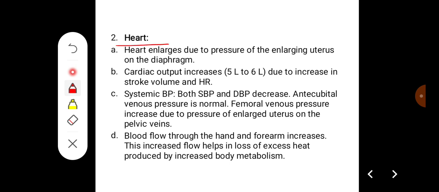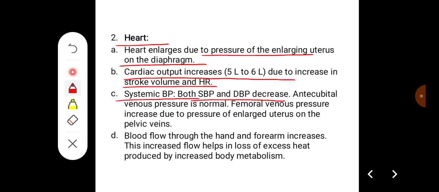Changes in the heart: it enlarges due to the pressure effect of the enlarging uterus on the diaphragm. Cardiac output increases up to 5 to 6 liters due to increase in the stroke volume and the heart rate. Systemic blood pressure, both systolic and diastolic, decreases. The antecubital venous pressure is normal. Femoral venous pressure increases due to the pressure of the enlarged uterus on the pelvic veins.